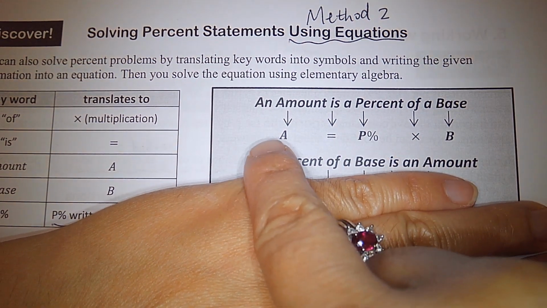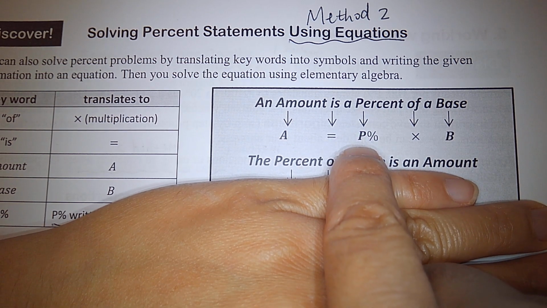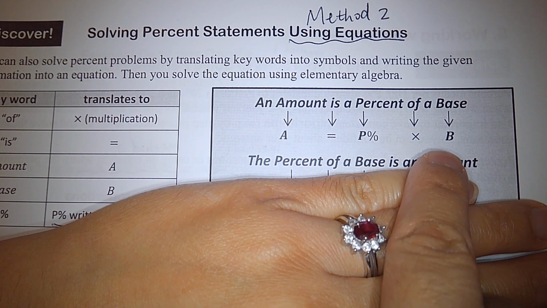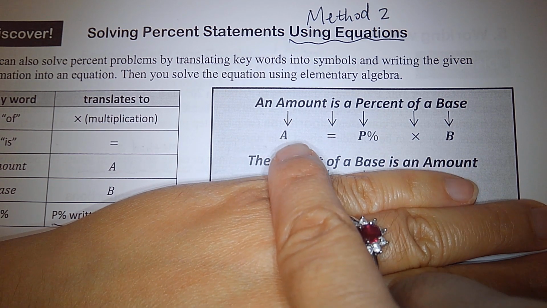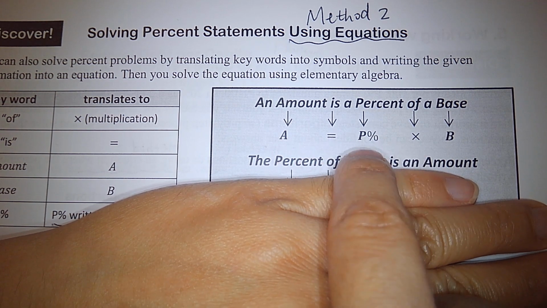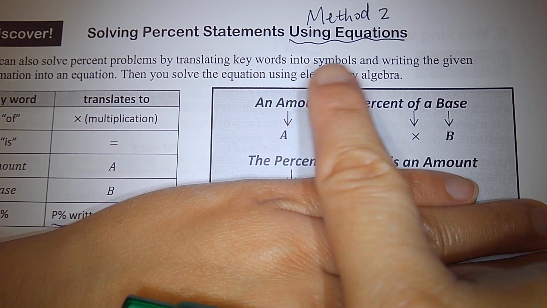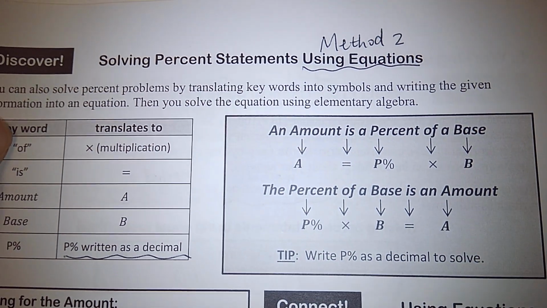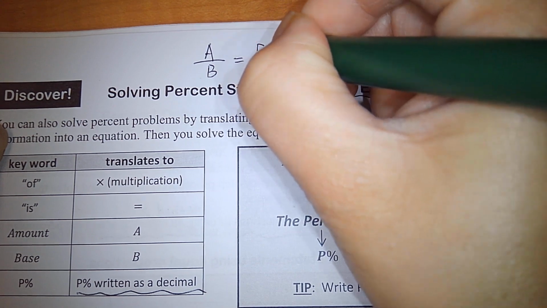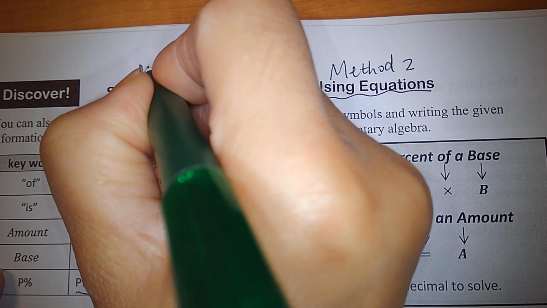The first one: amount A is a percent, which is P% of, meaning times the base. So this is the equation, the equation method to solve the percent problem. You may ask, is there any connection between this method and the previous proportion method? We're kind of familiar with the proportion method: A over B equals P out of 100. Right? This is method 1, the proportion method.